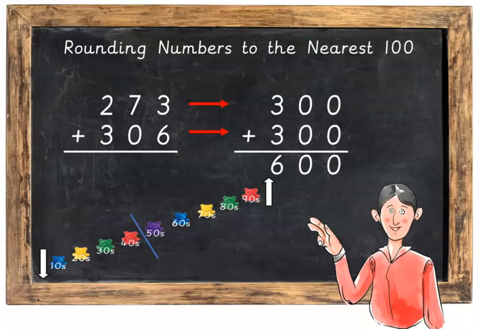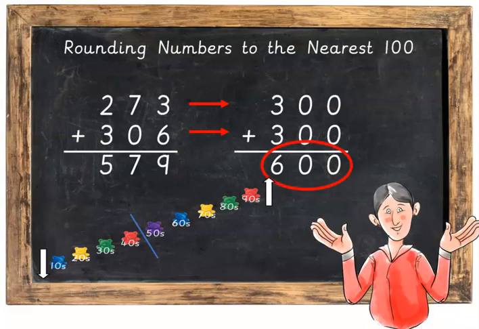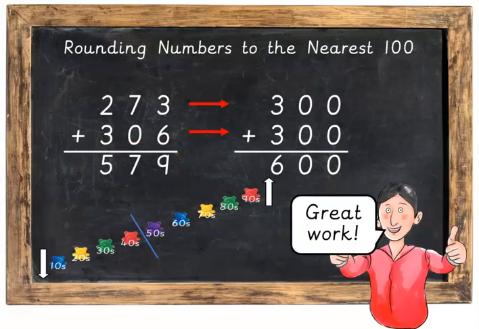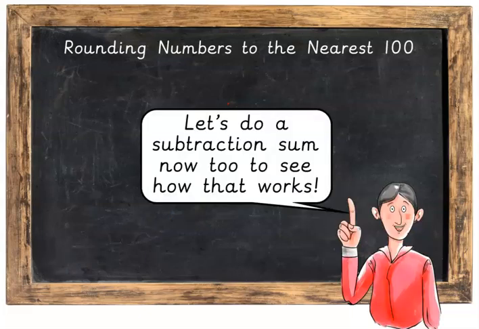Now, going back to our original sum, 3 plus 6 is 9, 7 plus 0 is 7, and 3 plus 2 is 5. And as we can see, the estimated answer and the final accurate answer aren't too far off. There's only a difference of 21. Great work!